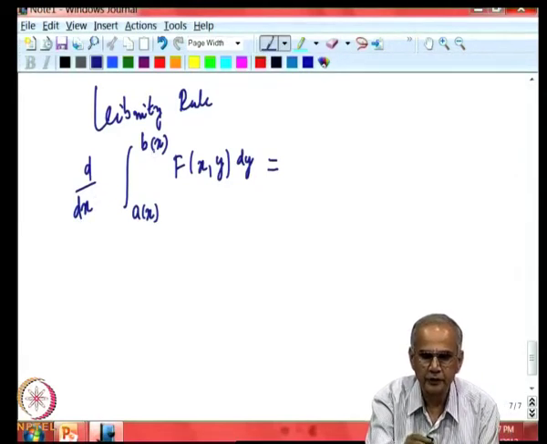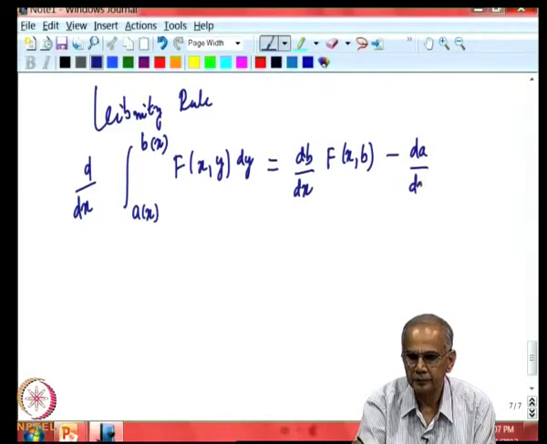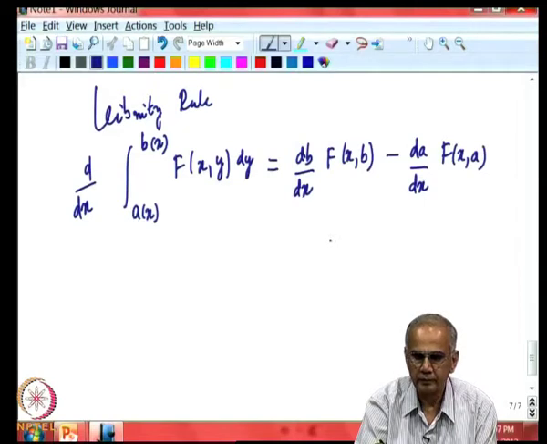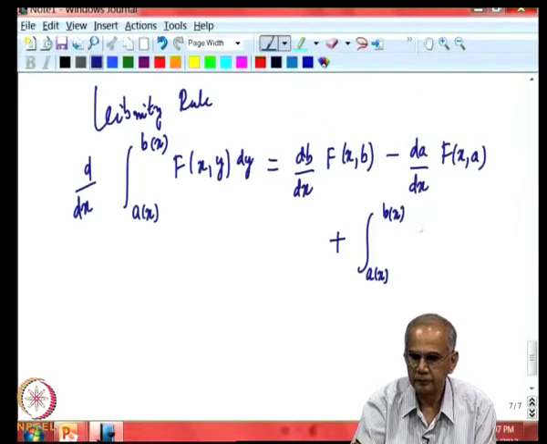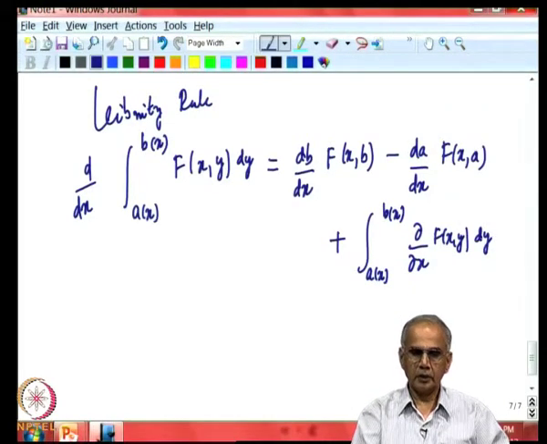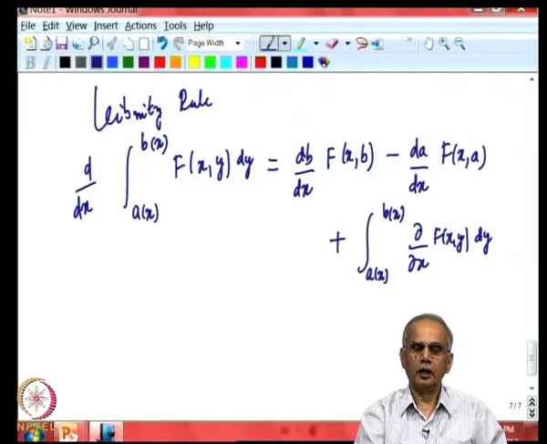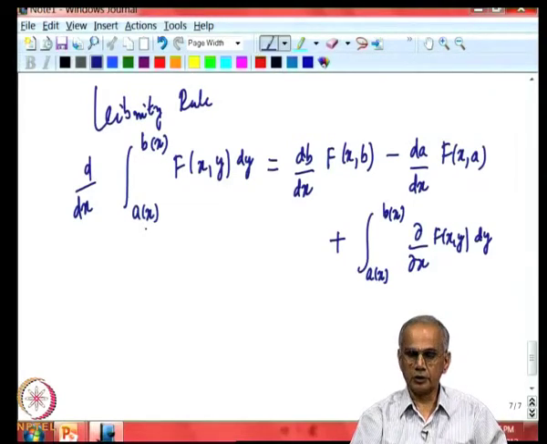first differentiate this function and evaluate this function at y equals b, minus differentiate this function, the lower limit, evaluate the function at the lower limit, and then you can take the differentiation inside. So, Leibniz rule lays down the condition that you cannot just merely take the differential from outside to inside the integral if the two limits in the integral are not constants.